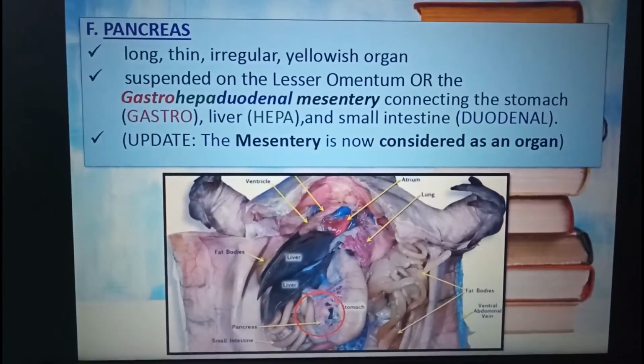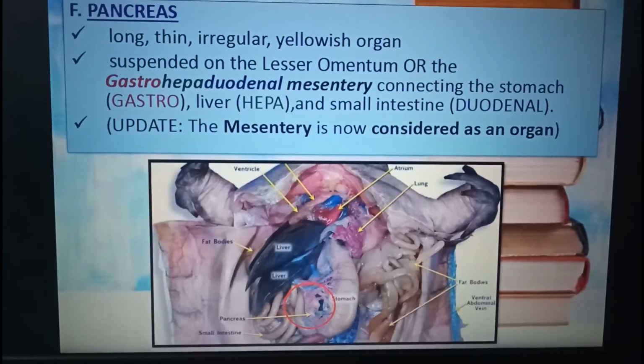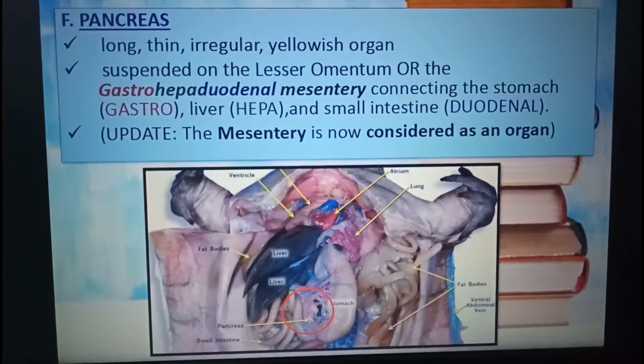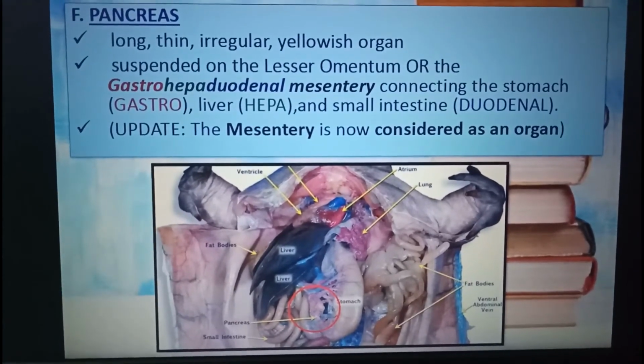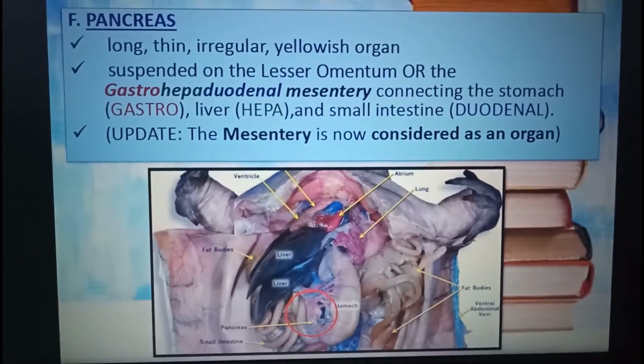So the pancreas is a long, thin, irregular yellowish organ. The pancreas is also one of those organs which release juices or enzymes, which break down the food we eat into smaller components, or into its monomers, so that it would be more easily absorbed by the body.